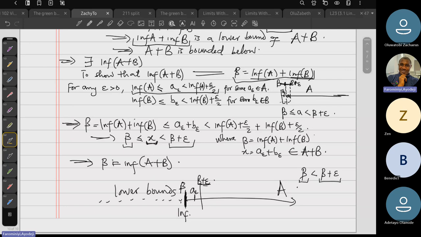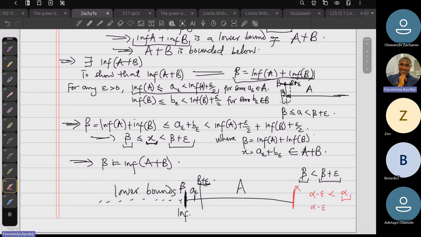So for upper bounds, if I have an upper bound, this is my alpha. If I subtract any real number, no matter how small it is, alpha minus epsilon is strictly less than alpha. And there will always be something in between them. So if alpha is truly the supremum, that thing must be something that is in A.